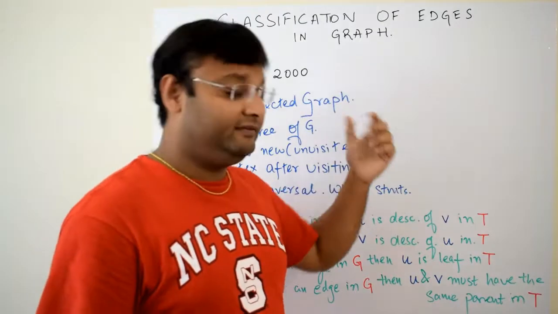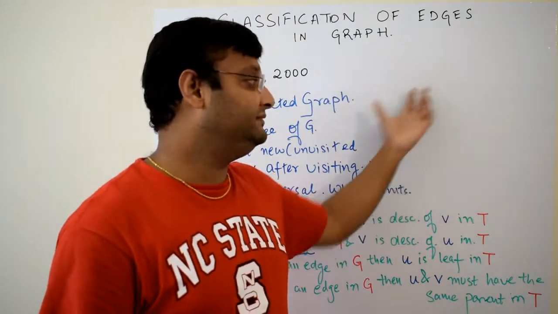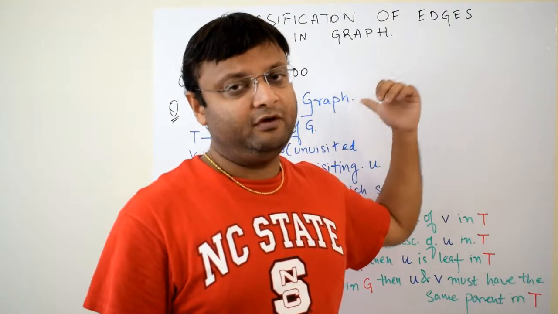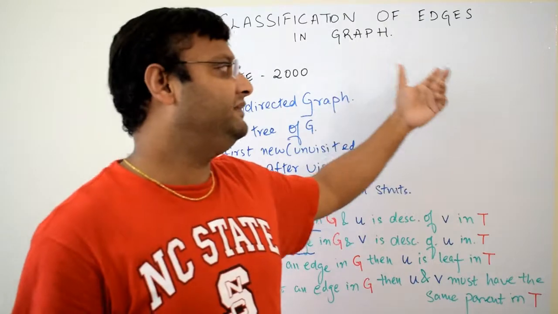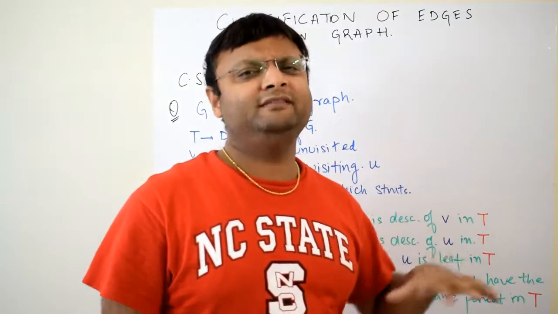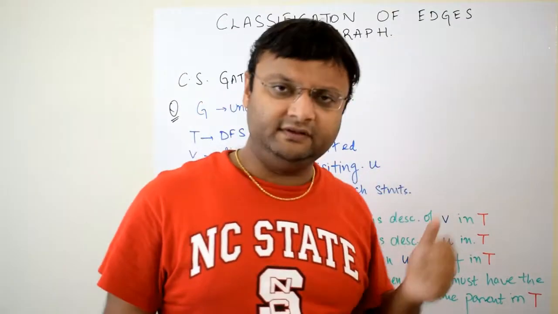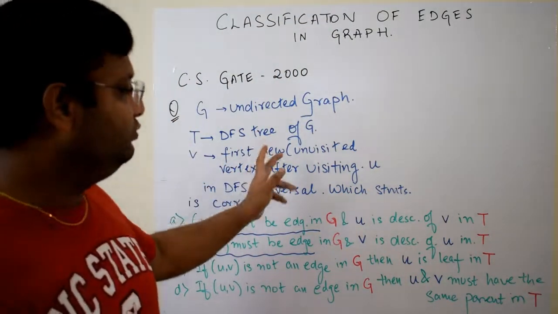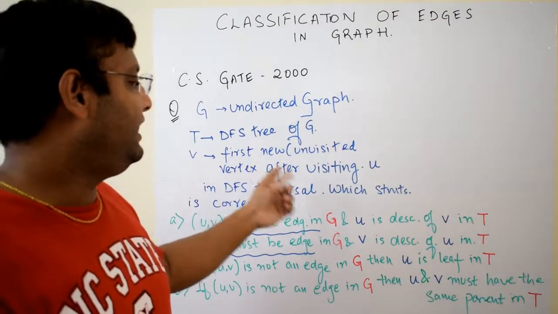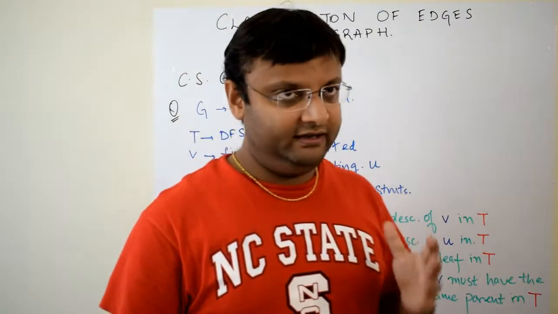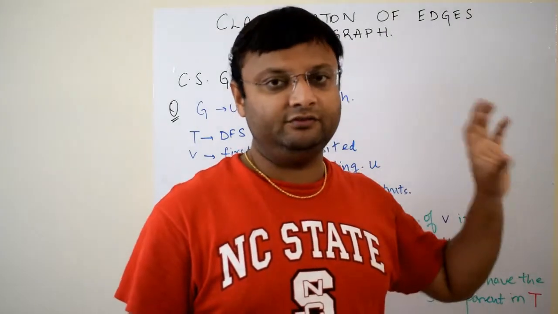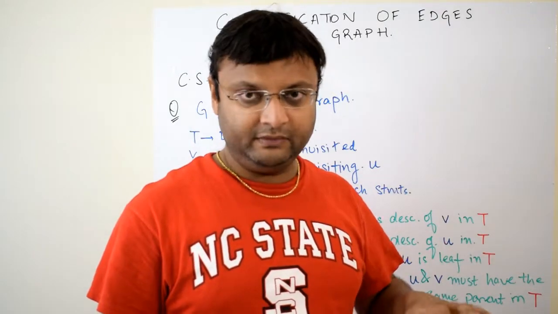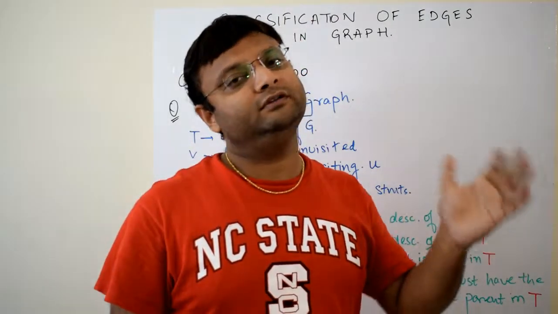When you perform a DFS traversal on a graph, the tree which you obtain is a spanning tree, and if you perform a DFS, then it's a DFS tree. Otherwise, if you perform breadth first search or BFS, then it's a BFS tree. So the point is that he's running a DFS on this graph, right? Now he's saying that V is the first new unvisited vertex after visiting U. So definitely once you visit a vertex U, immediately after it the next vertex being visited is V, and V is also being visited for the first time, right?